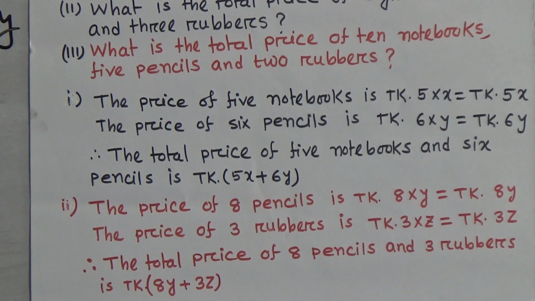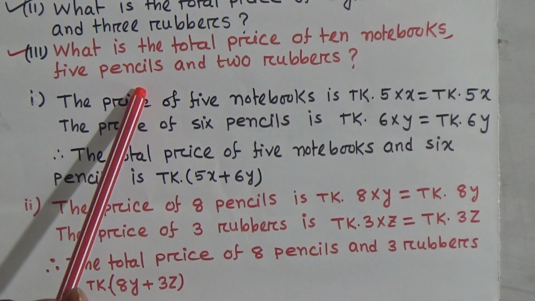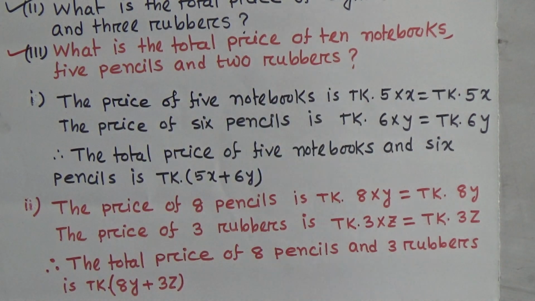Okay, student? Now, I will solve question number 3. You see, what is the total price of 10 notebooks, 5 pencils and 2 rubbers? Look, the price of 10 notebooks is what? 10 into X, that means 10X taka. You see, this is 10 into X, that means taka 10X.